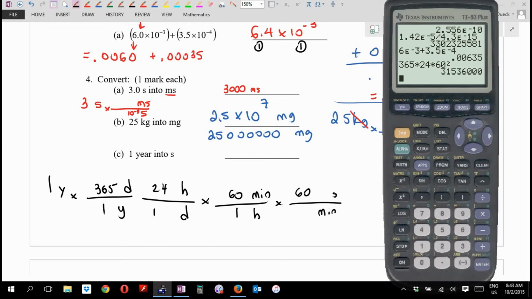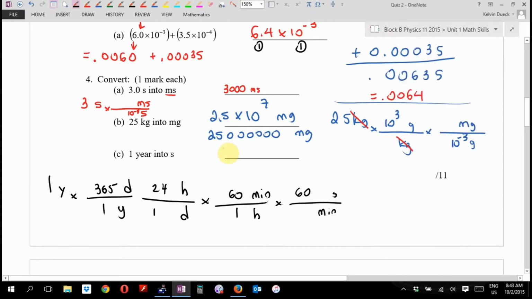Okay, 3,153,600. 31536 and 3 zeros, and that's seconds. Did everybody scientific notation that one? Yeah. 3.1536 times 10 to the 7.